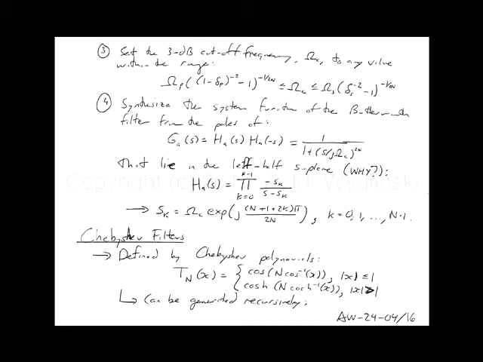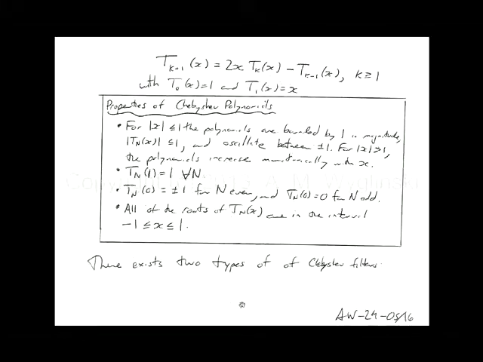So we saw this a few lectures ago about the Chebyshev polynomials, right? We saw that Tn, the nth order Chebyshev polynomial, can be defined by either this cosine function or this cosh function, depending on what the value of x is. And it can be defined recursively. And we saw the properties of the Chebyshev polynomial.